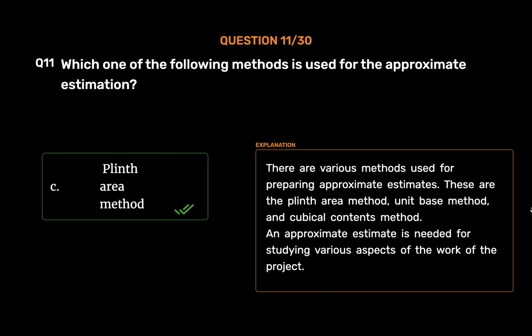There are various methods used for preparing approximate estimates. These are the plinth area method, unit base method, and cubical contents method. An approximate estimate is needed for studying various aspects of the work of the project.